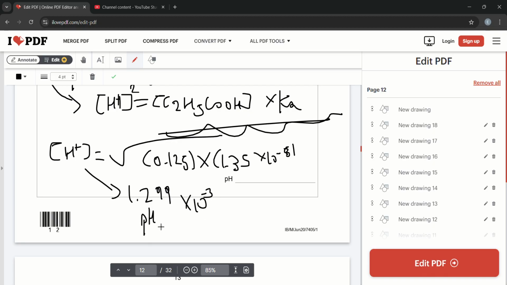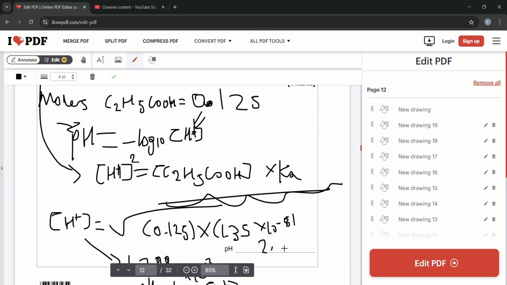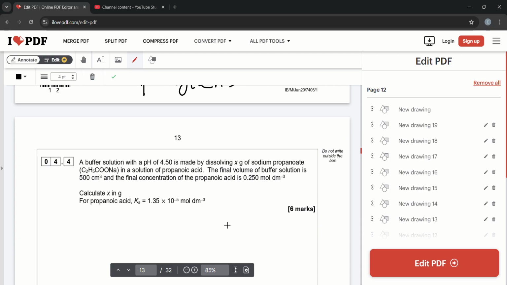Therefore pH equals minus log 10 of H plus. pH is equal to minus log 10 of 1.299 times 10 to the power minus 3. pH is equal to 2.89. Perfect. And then 4.4.